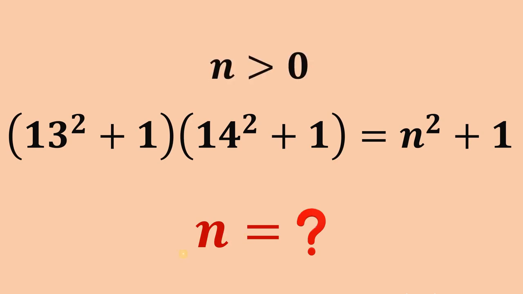If n is greater than 0 and (13 squared plus 1) multiplied by (14 squared plus 1) equals n squared plus 1, then what is the value of n? Pause the video right now and try to solve this question.